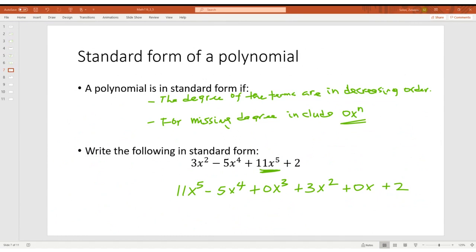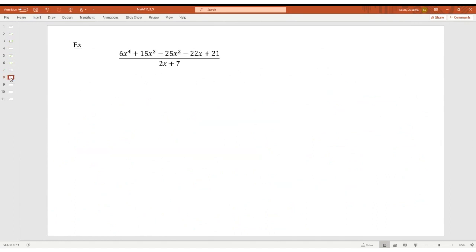Okay, now let's see the next example. We have this example. It looks very long, but we are going to apply the same 3 steps. Figure out the factor that multiplies the 2x to give you the leading term, multiply it back, switch the sign, then add the rows. We keep repeating this until we get a degree less than 1, in this case, because the divisor is 2x plus 7. So we keep dividing until we get a number at the end.